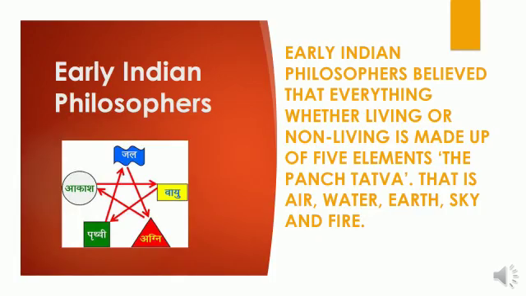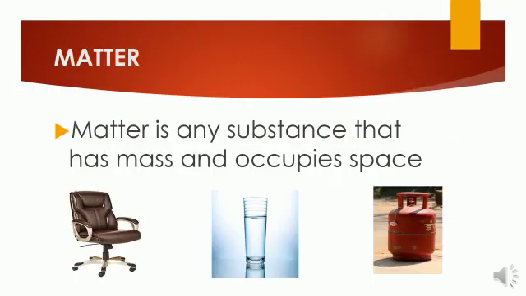Before beginning our discussion about matter, let's learn what early Indian philosophers believed. They believed that everything, whether living or non-living, is made up of 5 elements, the Panch Tattvas: Jal, Vayu, Agni, Prithvi and Akash. In English, air, water, earth, sky and fire. But now we know that everything is made up of matter.